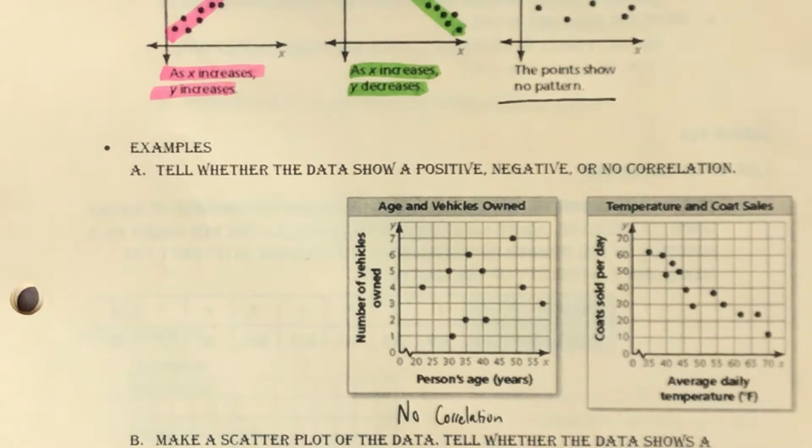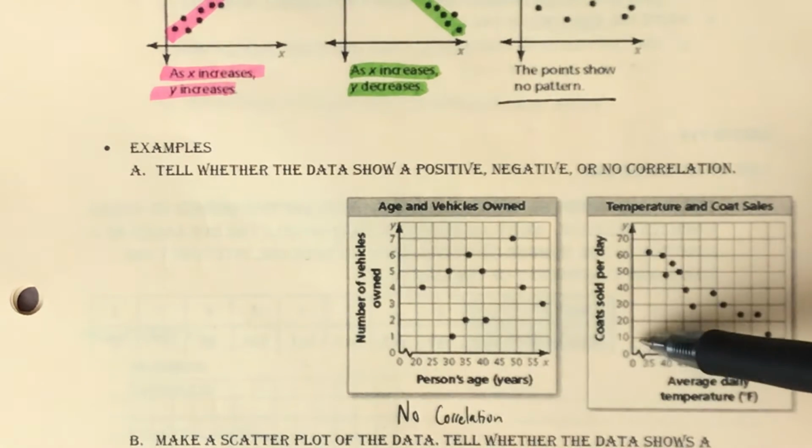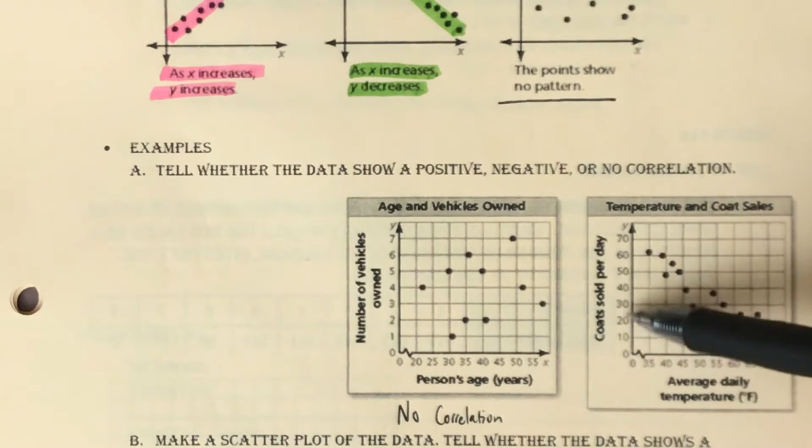Now, when we look at the second one here, which is talking about temperature and coat sales, the X value is talking about the average daily temperature. So we're starting at 0 degrees, 35 degrees, 40 degrees, 45. So it's getting warmer and warmer as we go. And then the number of coats sold per day, we're starting at 0 and climbing.